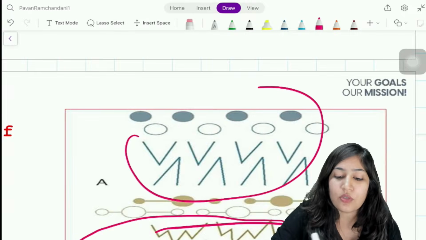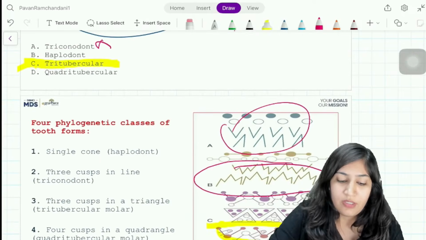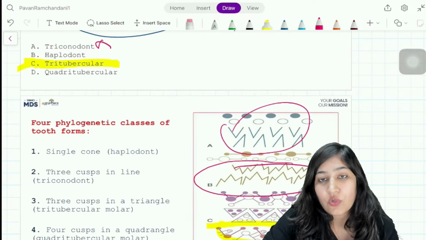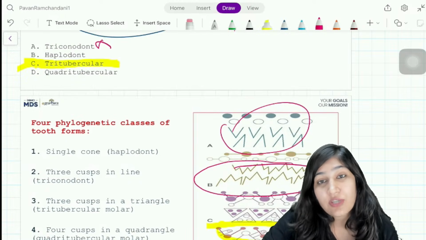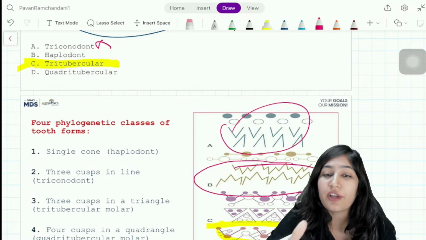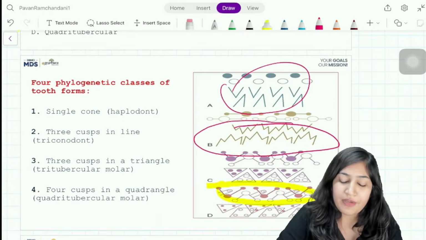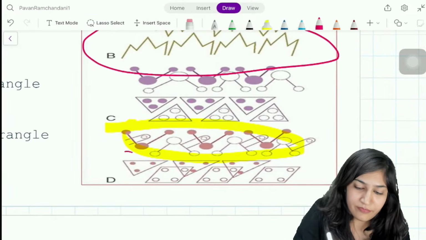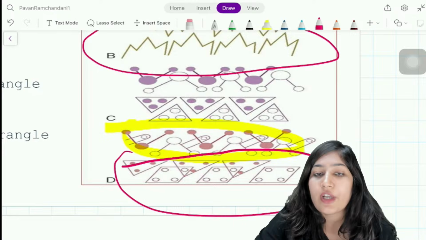Haplodont is a single cone. 3 cusps in a line is triconodont. 3 cusps in a triangle is tritubercular, and 4 cusps in a quadrangle is quadritubercular.